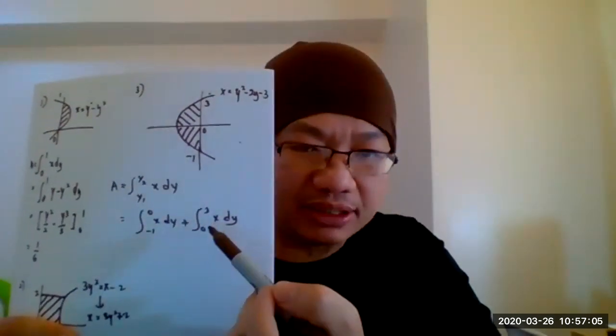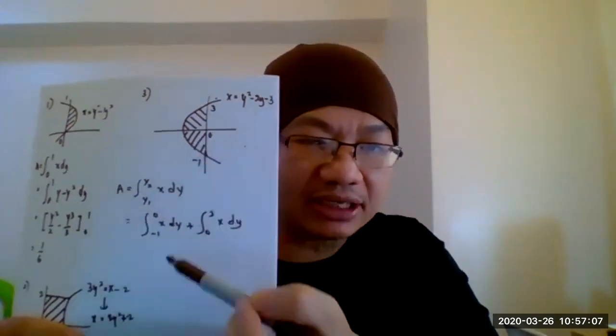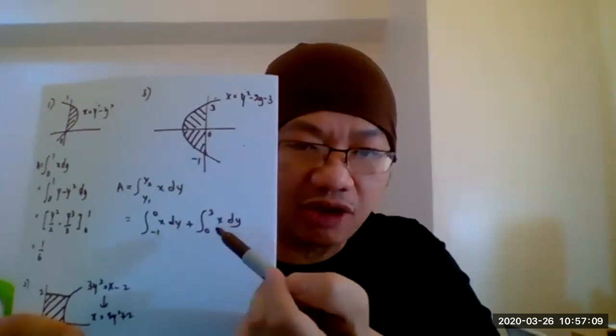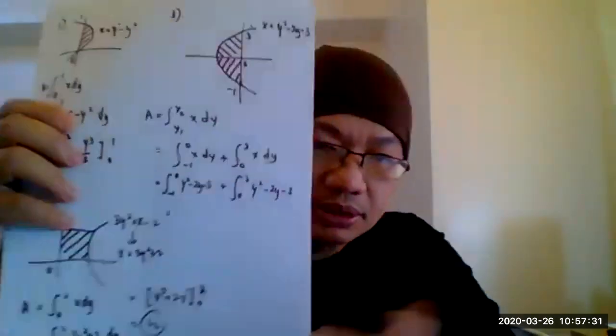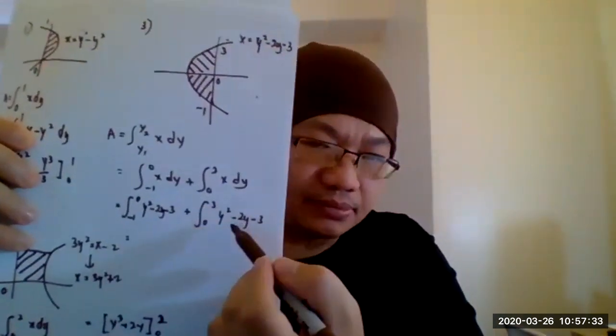We split the equation first, because negative, negative, right? So how much do you get for the answer? You add both, then what is the answer? Alright, let's do it together. Integrate negative 1 to 0 of y squared minus 2y minus 3, plus integrate 0 to 3 of y squared minus 2y minus 3. Okay, this one I do on both sides.